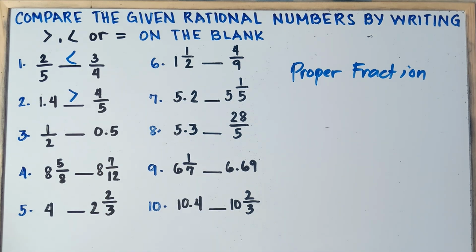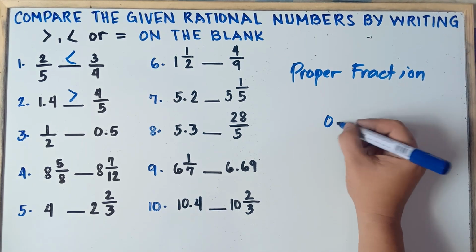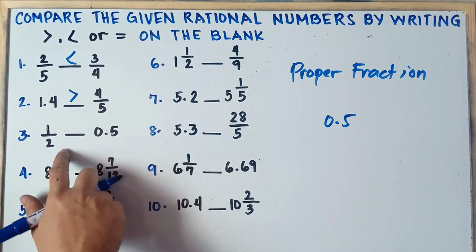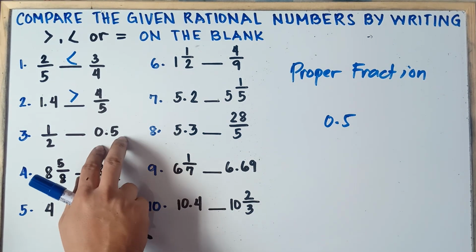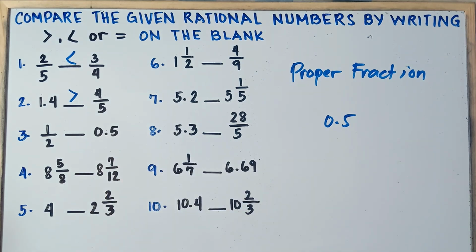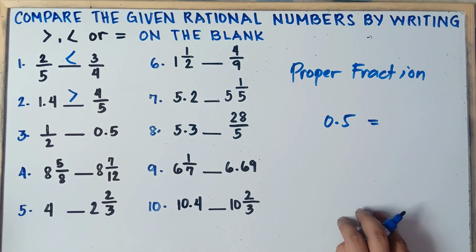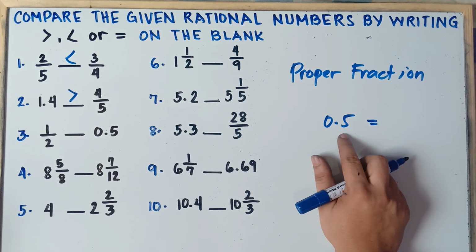So 0.5, so let's convert that one into fraction. So 0.5. We can convert 1/2 into decimal for you to compare the decimals, or we can convert this decimal into fraction. So which do you prefer, class? You can have the two solutions, class. So 0.5, let's convert this one into fraction because we can convert this one easily into fraction.